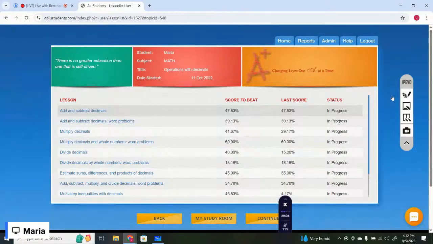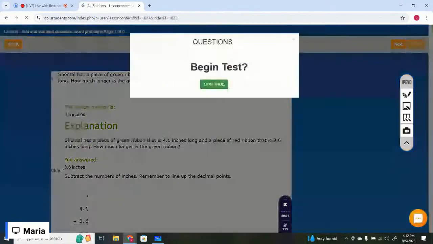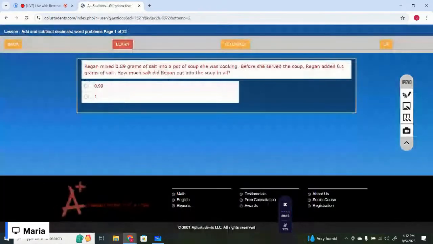Add and subtract decimal word problems. Let's just start with the test questions. Regan mixed 0.89 grams of salt into a pot of soup she was cooking. Before she served the soup, Regan added 0.1 grams of salt. How much salt did Regan put into the soup in all?